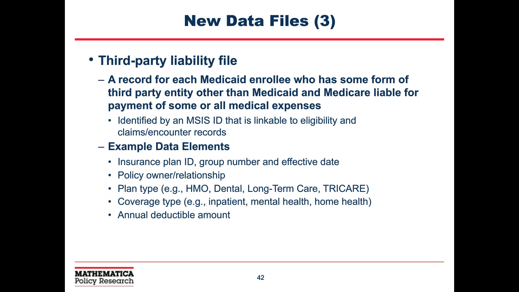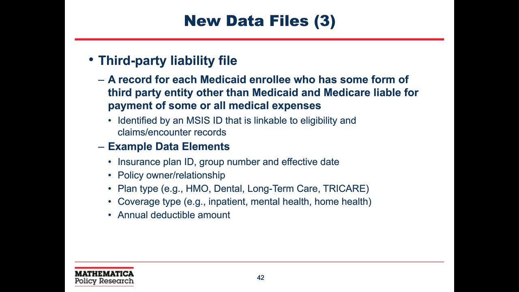Here you have the MSIS ID for the individual, again, linkable to eligibility and the claims or encounter records. You will know what the insurance plan is that this person has, the group number, who owns the policy and the relationship with the beneficiary, what kind of plan type, what kind of coverage type, whether it is just for mental health or home health, and some financial information such as annual deductible amount. In each of these new data files, by no means are these exhaustive lists. I'm trying to give you, again, that flavor of what could be potentially available.